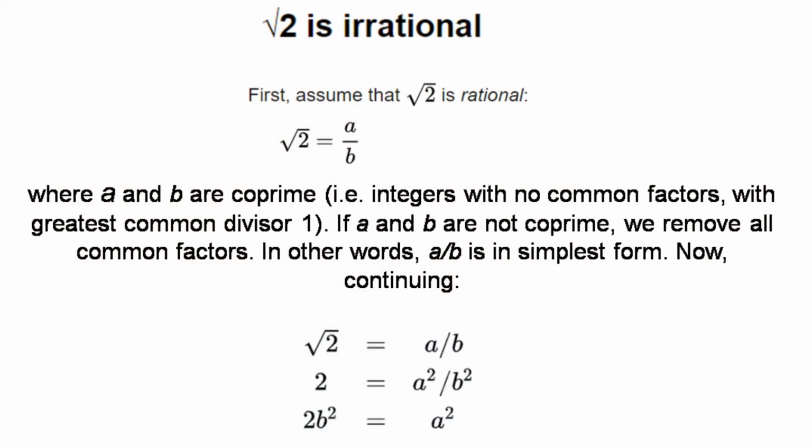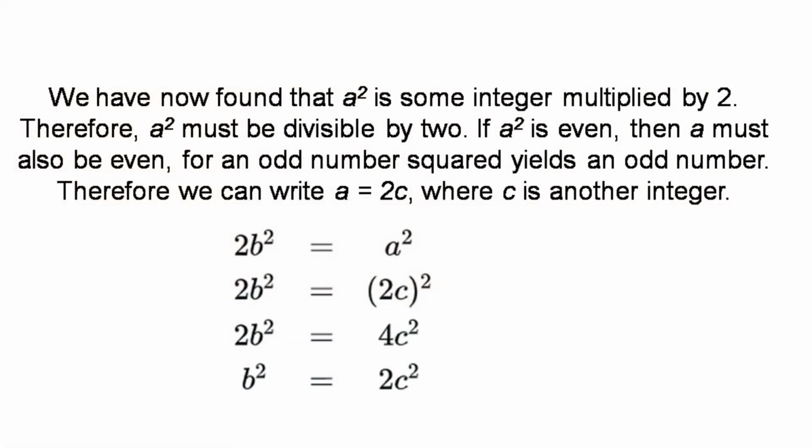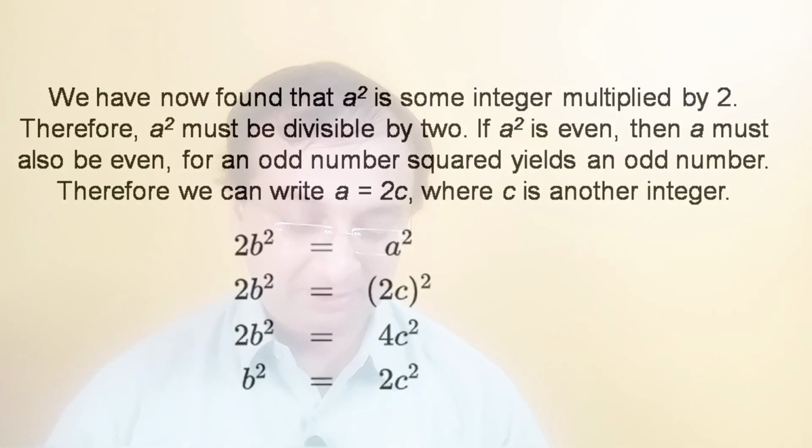You see, this is obviously from Wikipedia. They have written that first assume that root 2 is rational, where A and B are co-prime. If A and B are not co-prime, we remove all common factors, in other words, etc. The next part you will see, we have found that A square is some integer multiplied by 2, therefore A square must be divisible by 2, and then therefore we can write.